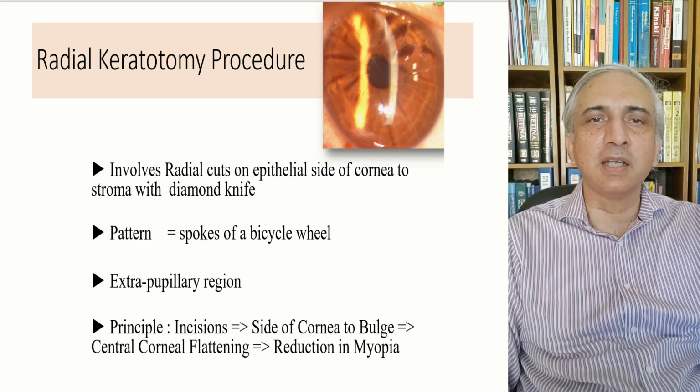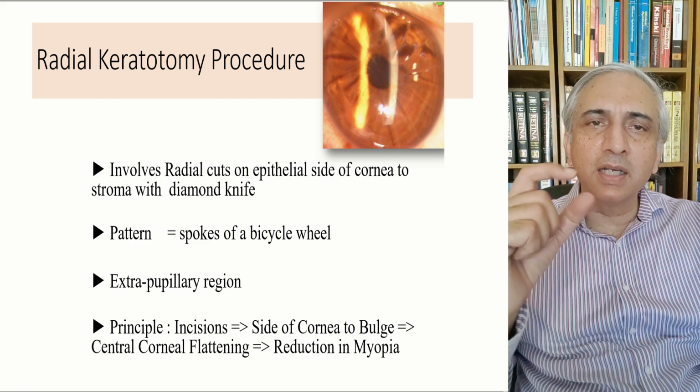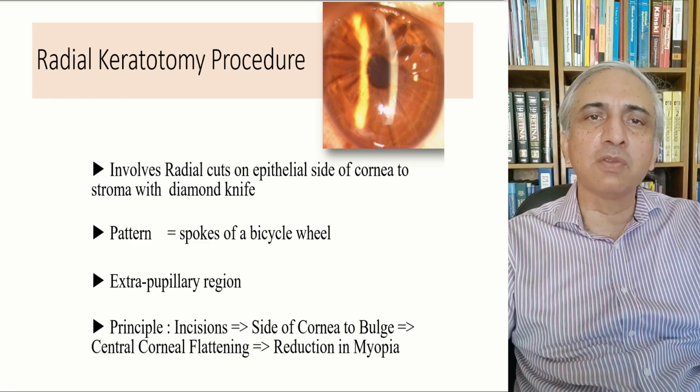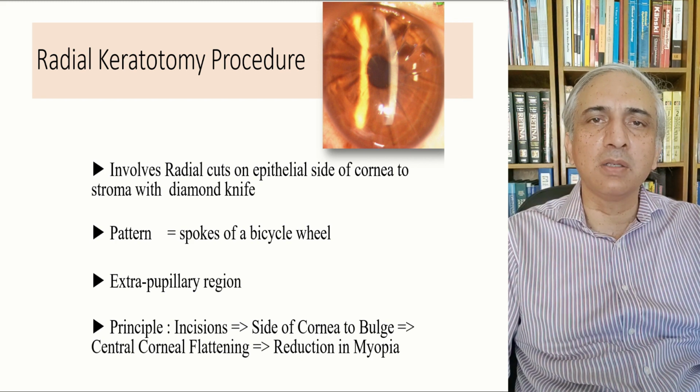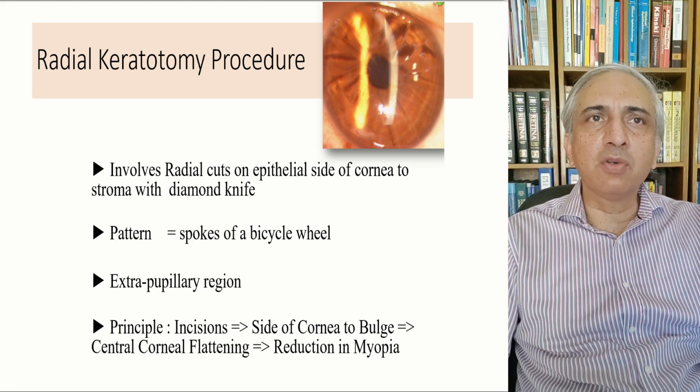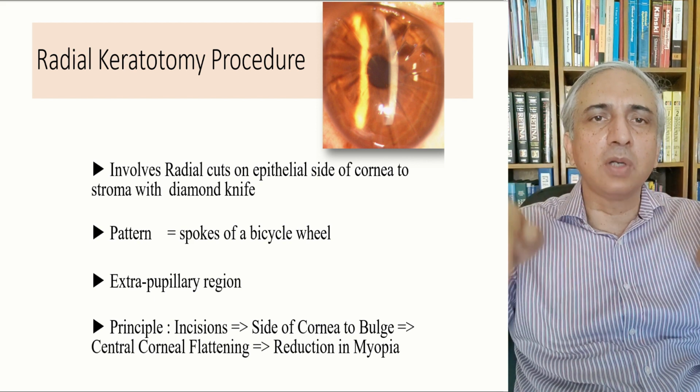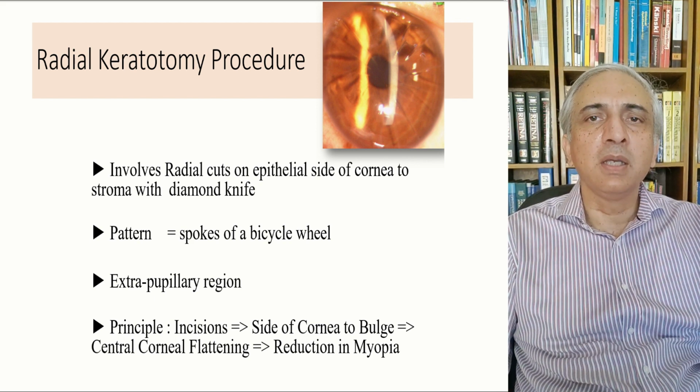So we'll show you in the next slide. It's a diamond knife which is guarded, and you need to go to a certain depth of the cornea to get that effect in the cornea. So the pattern is spokes of a bicycle wheel, and it depends how many cuts you want to do.